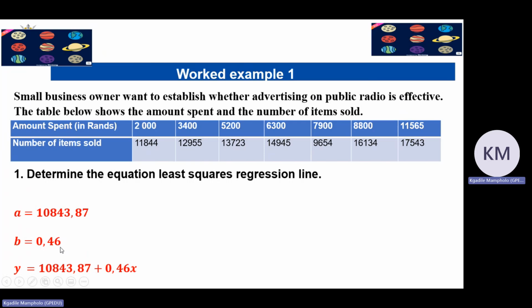Then to get B, you do the same thing. Press Shift, 1, 5, then 2. The answer you get is the value of B. In this case, if you did it correctly, you'll get 0.46. Then you put it here. This will be the equation of the line of best fit, or the least squares regression line.